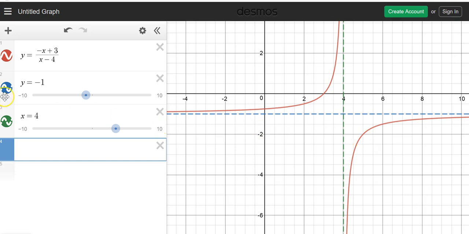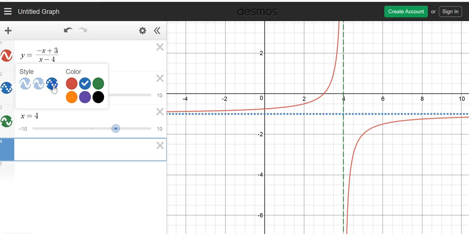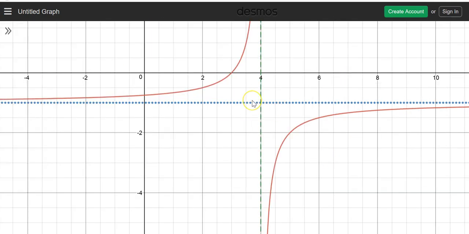And just so you know, if you're not sure, when you hold over that little icon, you can change it from a solid line to a dashed line to a dotted line, just so that you can see your asymptotes. You can type all of your asymptotes in there and make them dotted or dashed so that you can verify your work. Okay, so I just wanted to note that. You might want to write that down on your note page.